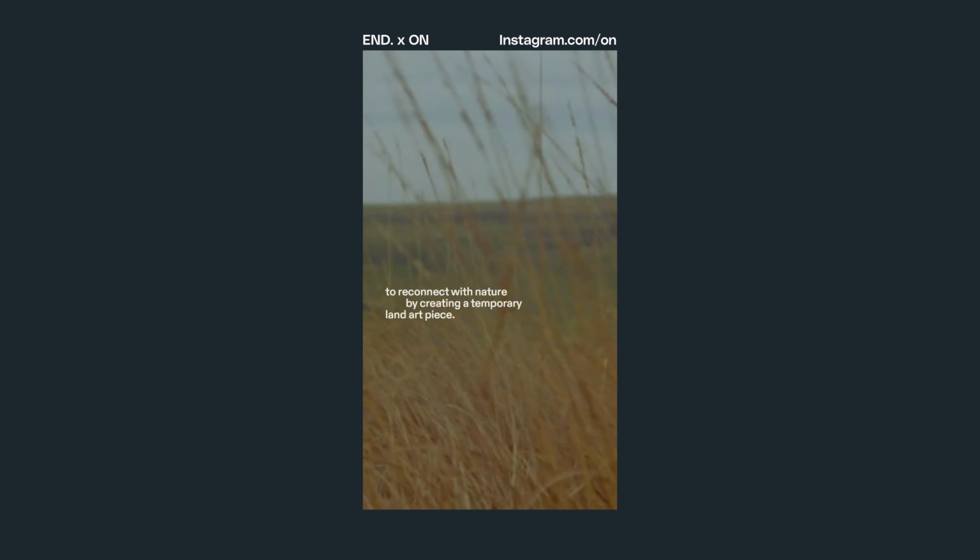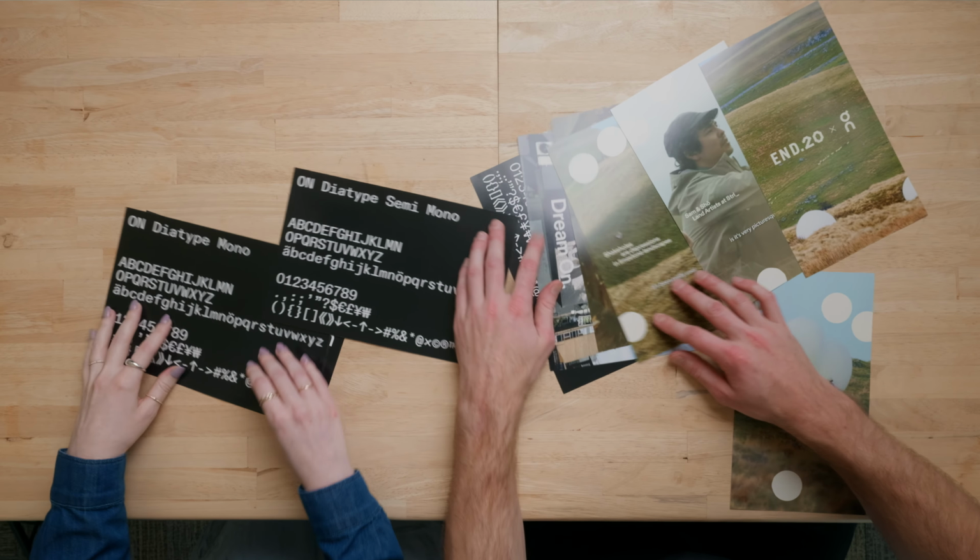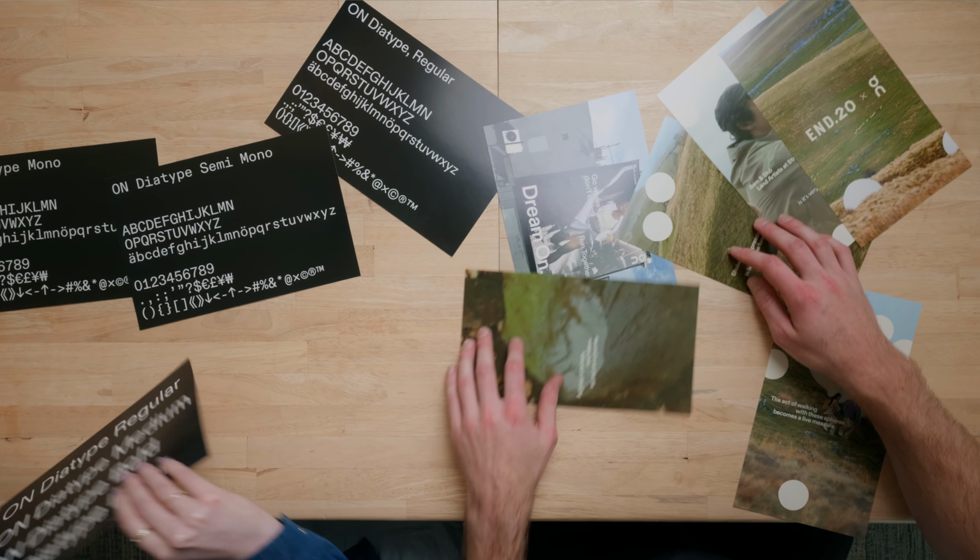All right, so this first example that we're gonna be taking a look at was a branded content piece by On Running and End Clothing. So we have a couple different frames here and some typography that we'll dive into a little bit later. Yeah, so what kind of stands out when you look at this title treatment here? Yeah, so I think this is super interesting just because it is pretty subtle.